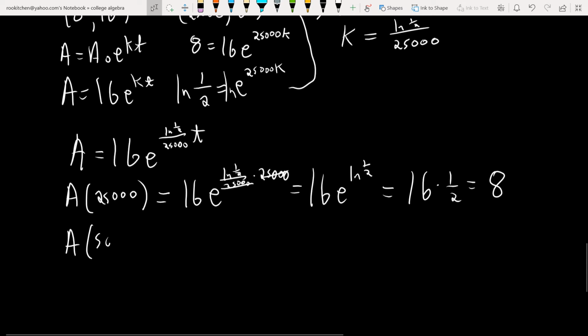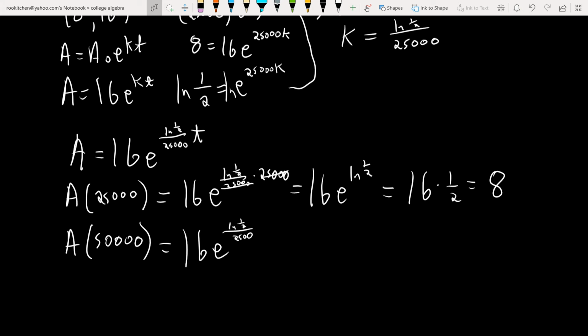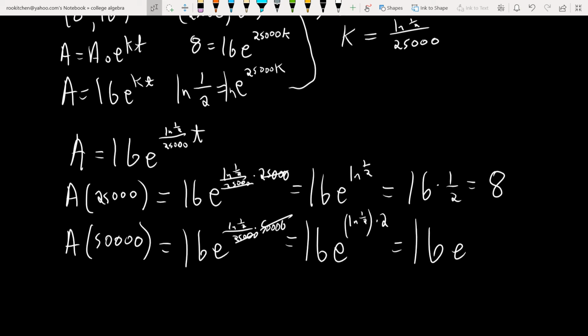So then if you try 50,000, what happens there, right? In that case, you get 16e to the ln of 1/2 all over 25,000 times 50,000. And then, again, you get a nice cancellation in that exponent, ln of 1/2. The 25,000 goes into the 50,000 2 times. So you'll have e to the ln of 1/2 times 2, okay, which is the same as 16e to the 2 ln of 1/2. And then you could use the power rule, believe it or not, up in that exponent to bring the 2 inside.